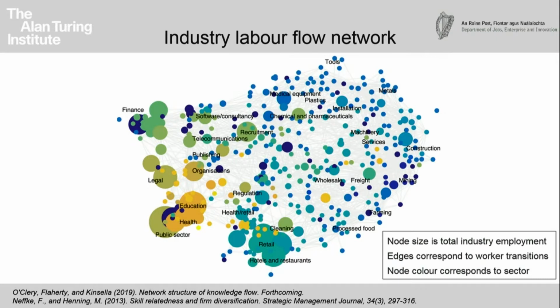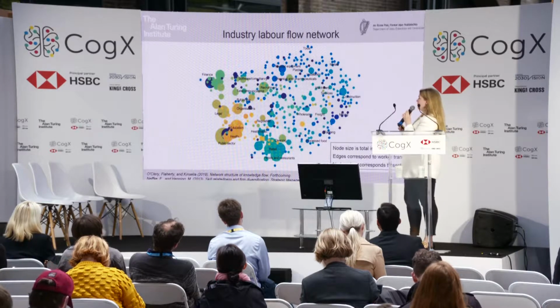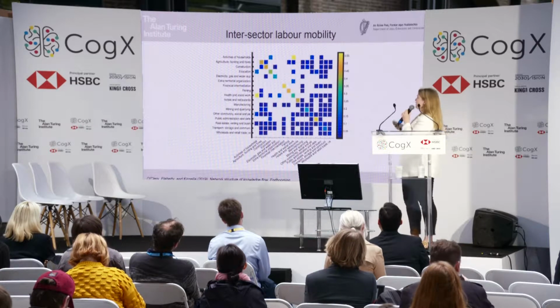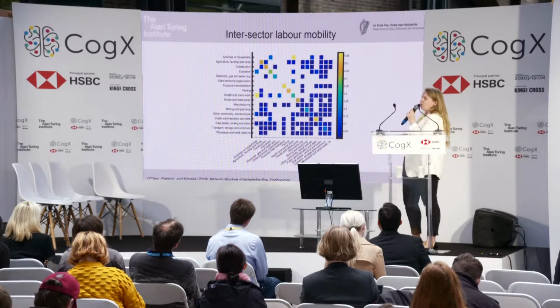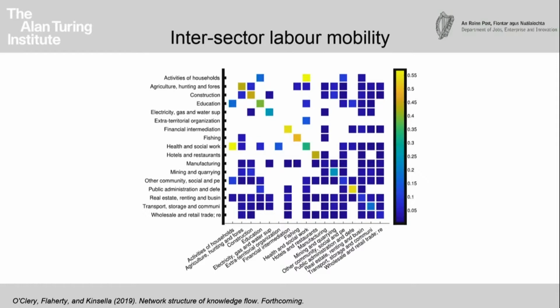So if industries are located in close proximity here, it means that they tend to exchange a lot of workers. They exchange knowledge, and they're very connected in terms of skills. And so we see, this is just another visualization that basically shows the degree of worker mobility between sector pairs. And we see that there's extensive mobility off the diagonal, which means between different sectors.